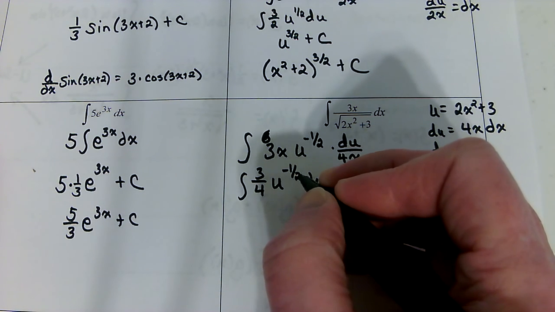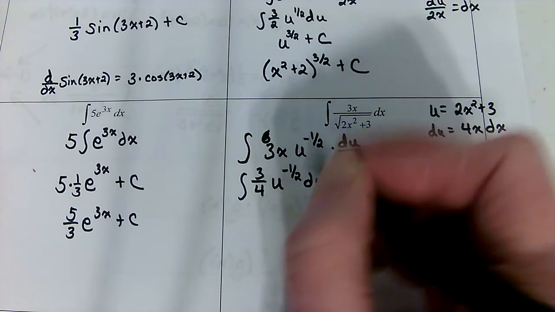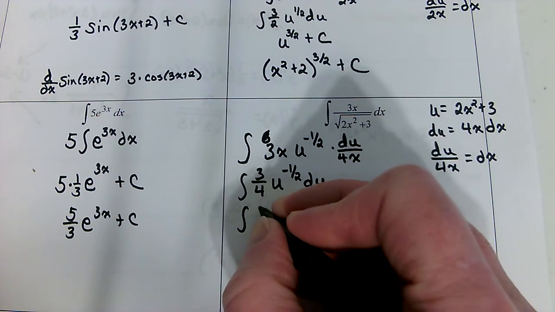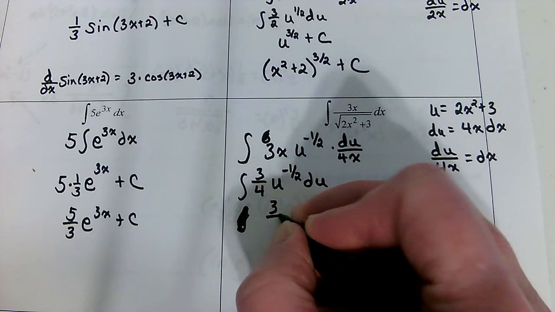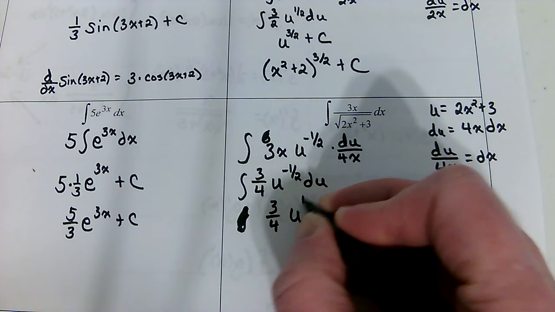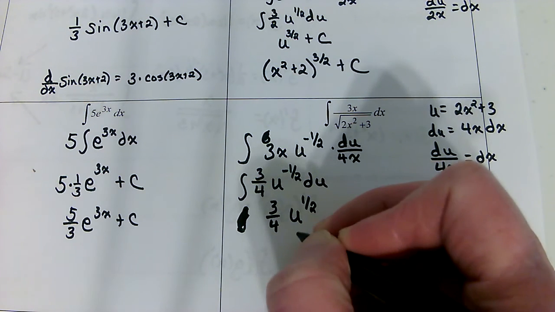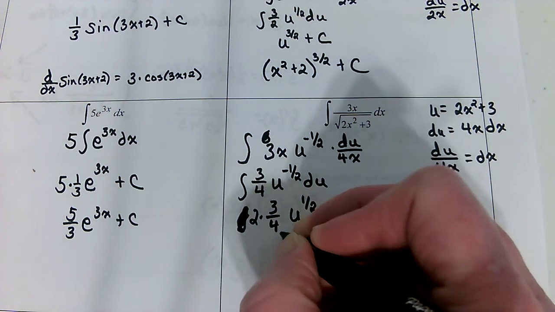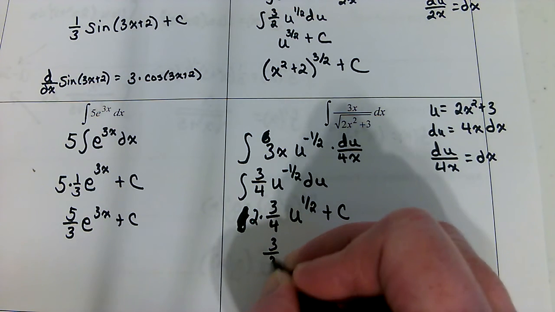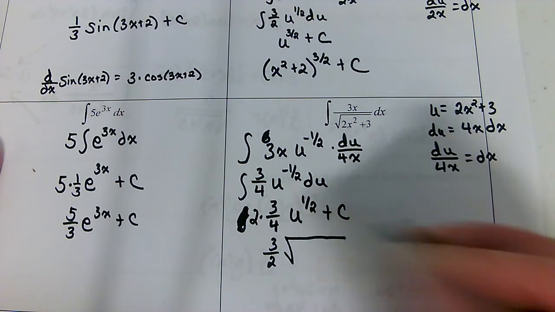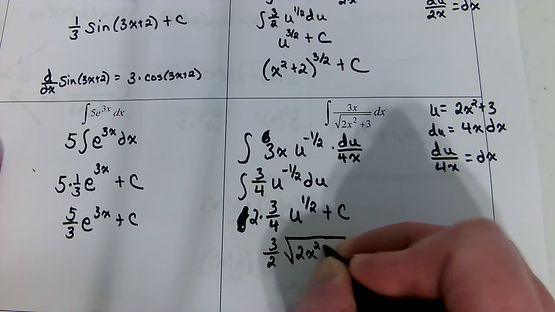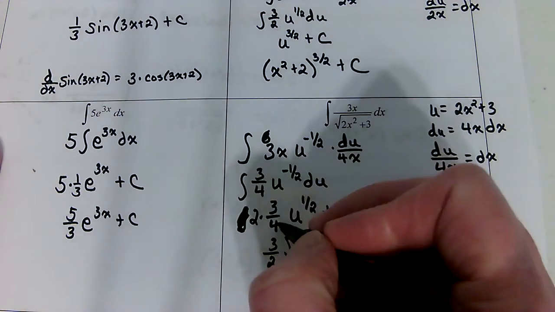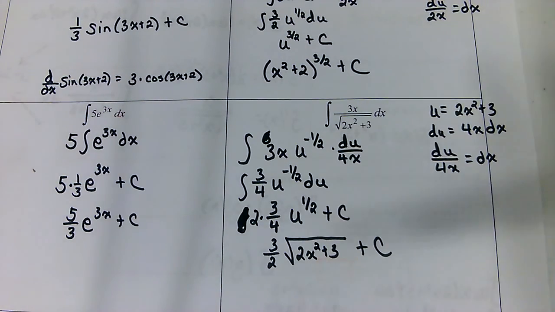When I add 1 to the exponent, that's going to give me 3/2. Well, it's not going to cancel. Oh, that's going to give me positive 1/2. That's not going to cancel out like that other one did. So, whoops, I have 3/4 u to the 1/2. If I divide by 1/2, that's the same as multiplying by 2. So that's going to make that be 3/2 square root of 2x squared plus 3 plus c, because the 2 and the 4 can reduce.